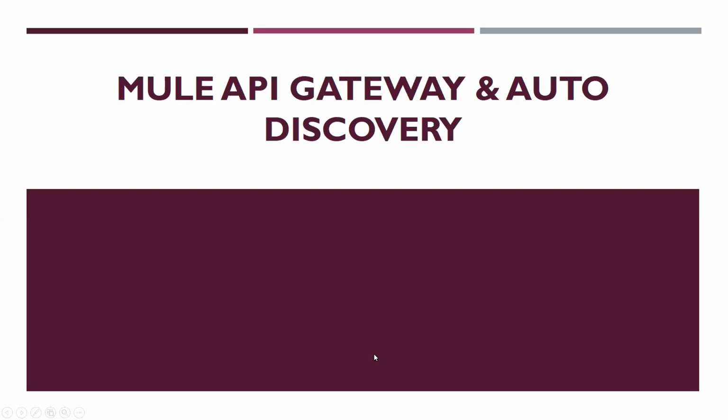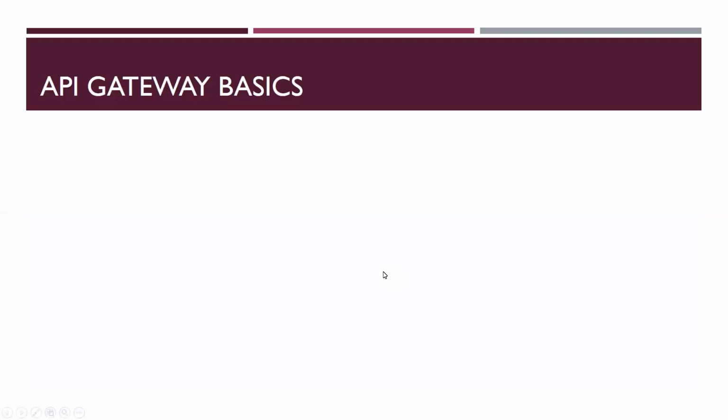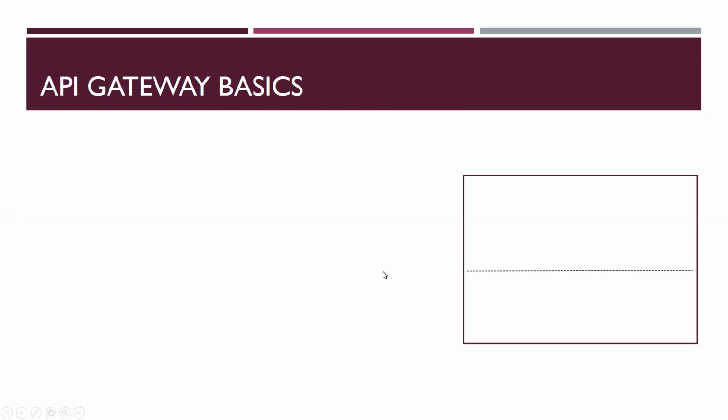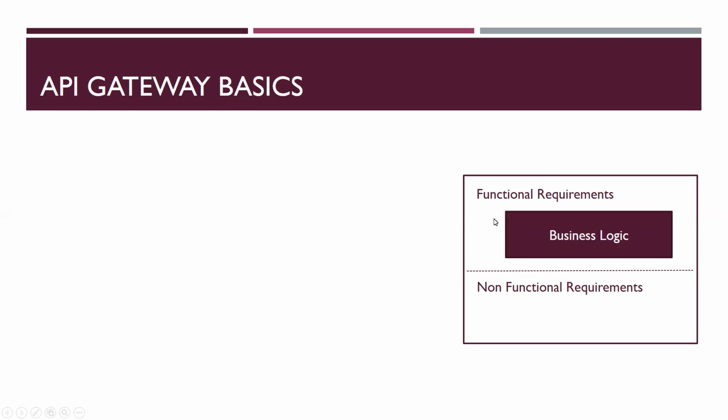You can continue. Okay, so in Mule, there is API gateway and auto discovery. I will go through all the details about this API gateway and auto discovery today. In API gateway we have two things: one is functional requirement and one is non-functional requirement. Functional requirement means the actual business logic, whatever we are implementing.